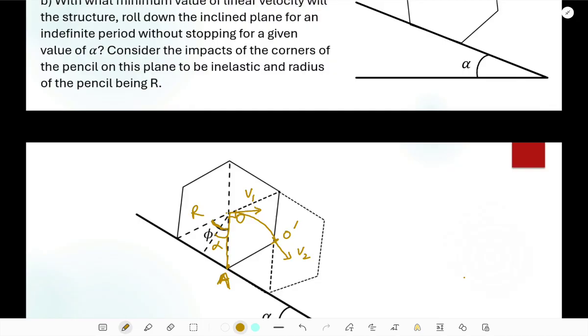Since there is no slipping, friction is not going to work here, and v2 is going to be nothing but under root v1 square plus 2gh. But what is the height? What is this value of h?